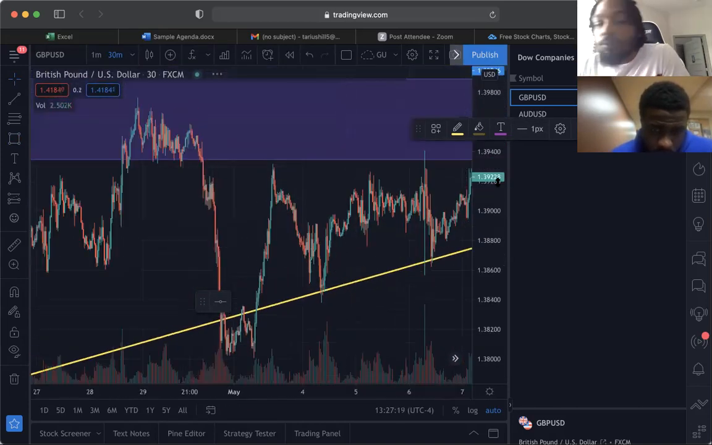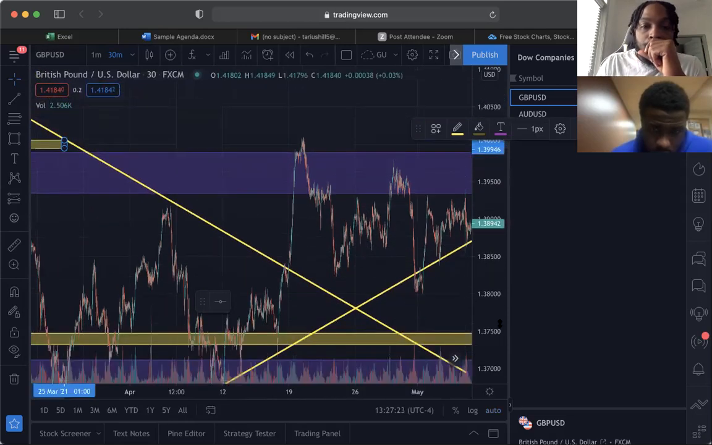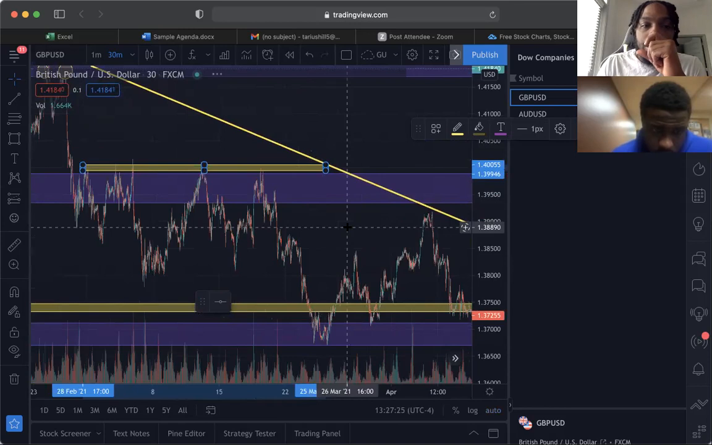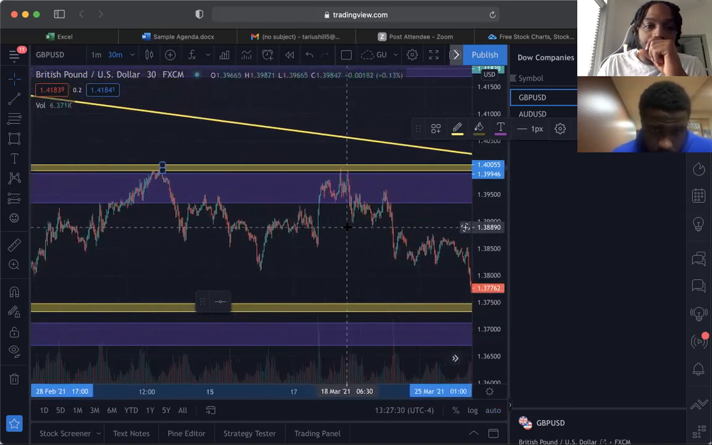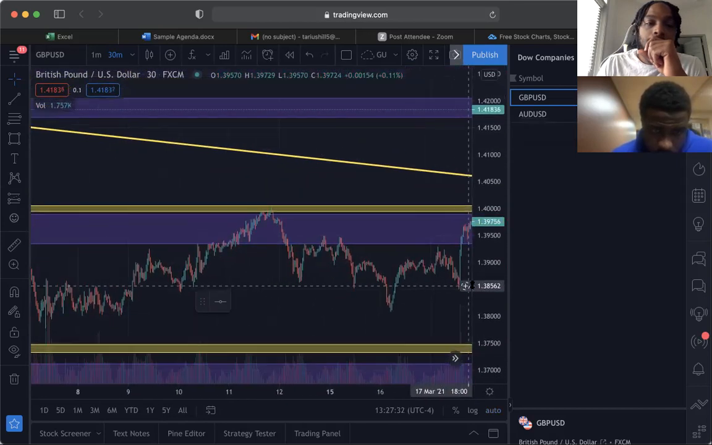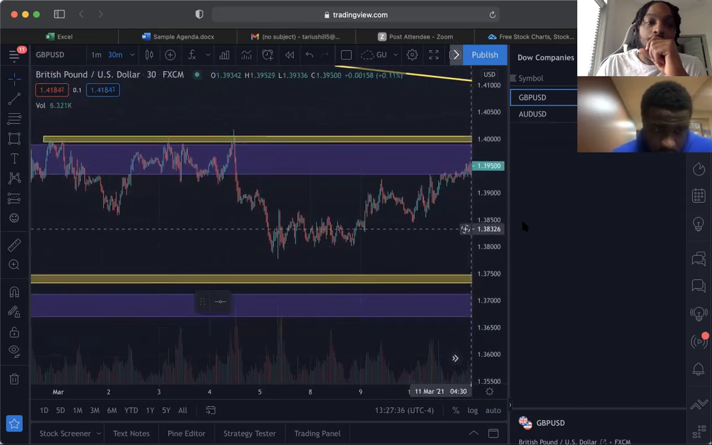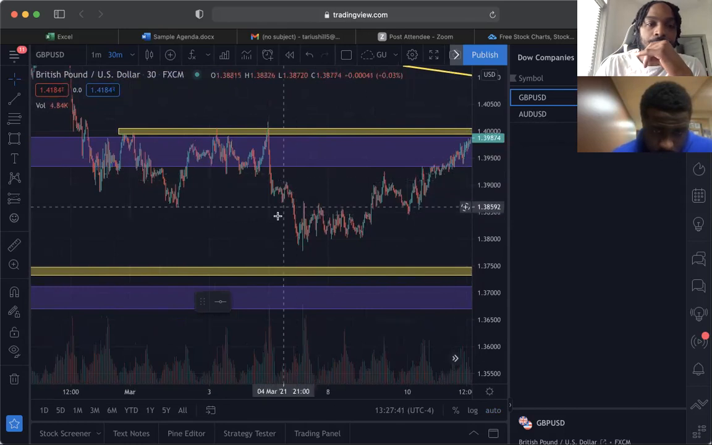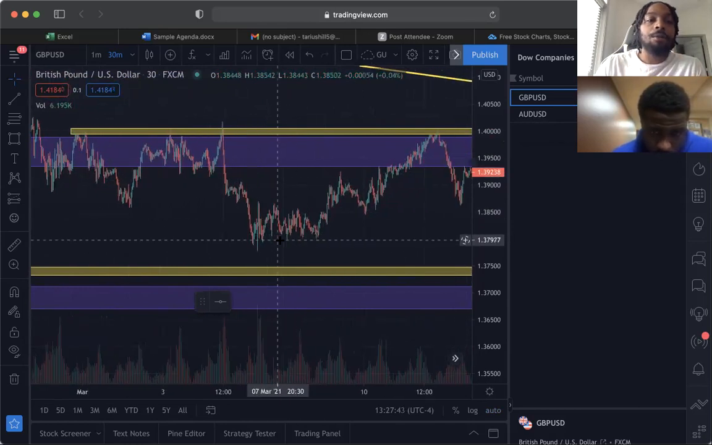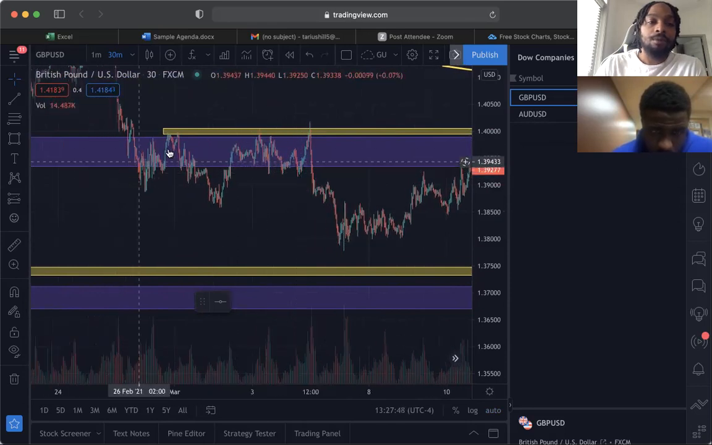And then you would have gone back to where we were. This is the 30-minute. Once the 30-minute had made support, right there, remember our fibs was from point A to point B. It was up there, it's up here. Yeah, that was support.